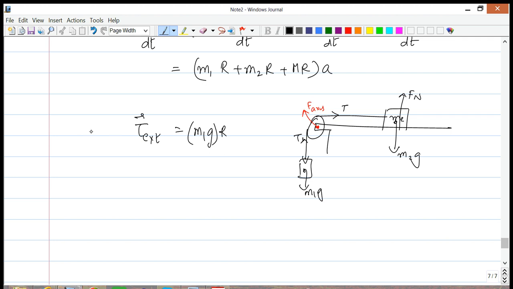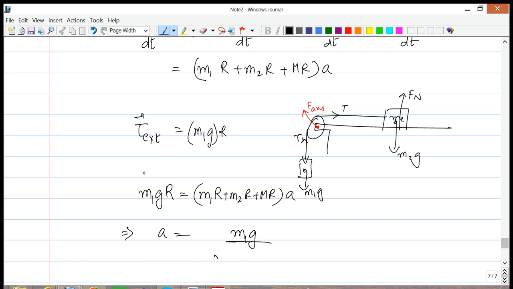Now we can use our expression that tau external is equal to dL by dt. So what we end up getting is M1 g r is equal to M1 r plus M2 r plus M r multiplied by a, and this ends up giving us a as M1 g over M1 plus M2 plus M. I can cancel out the r's on both sides. Now you could have obtained this relation without going through all this. You could have just used Newton's laws, drawn the free body diagram for all the bodies, accounted for the torques for the ring, and then attained the same answer. Check it out and make sure that you get this. Okay, all right, that's it.